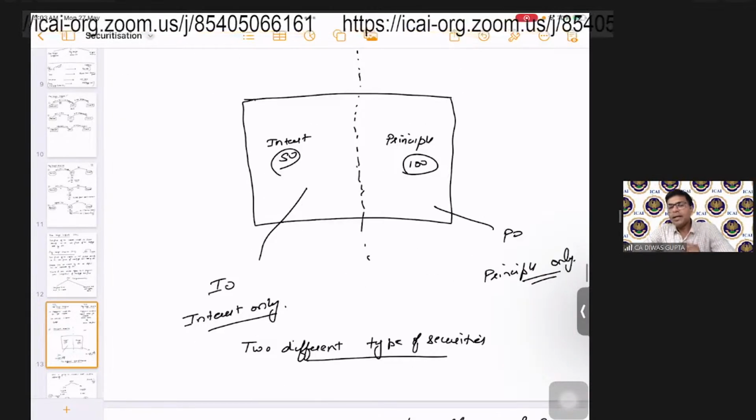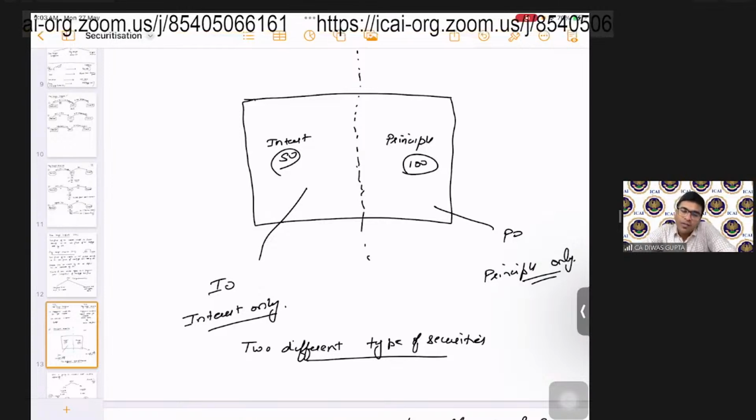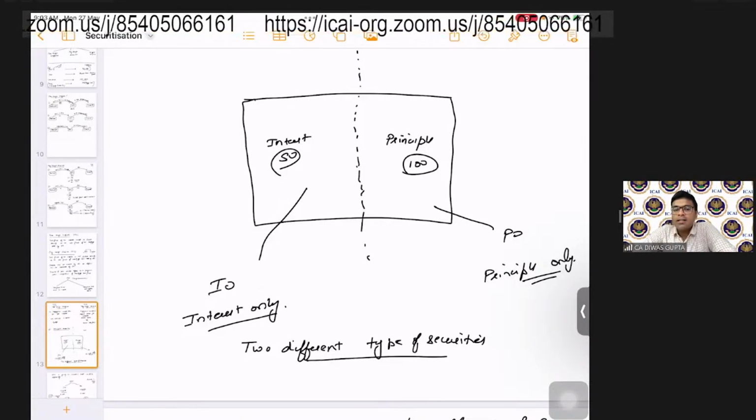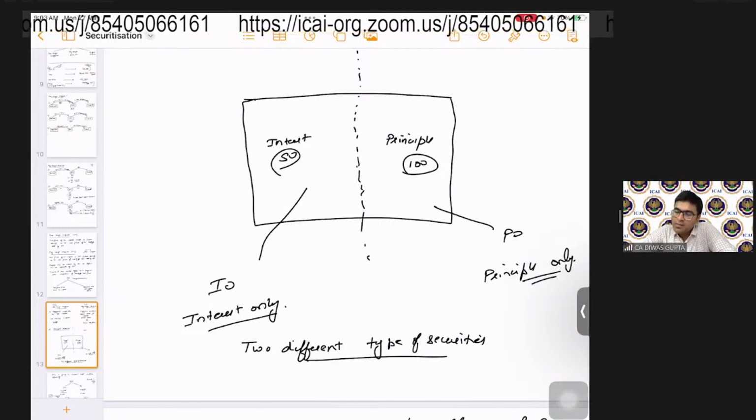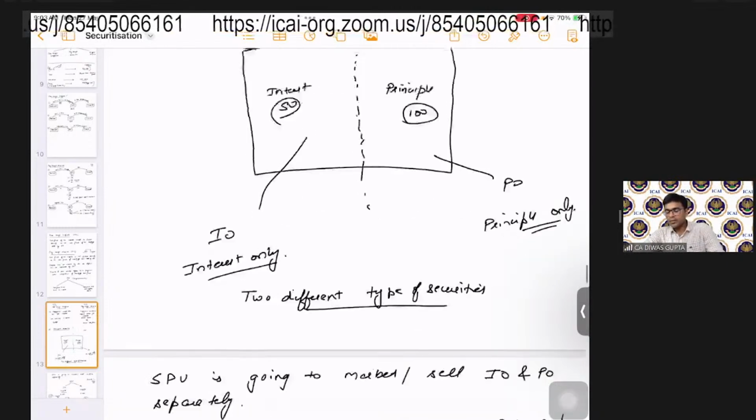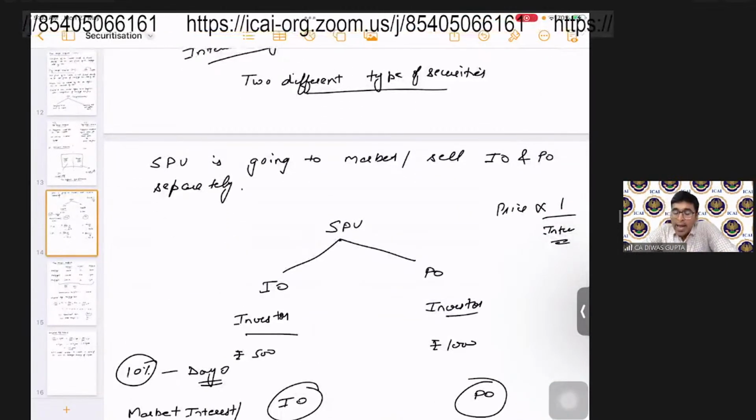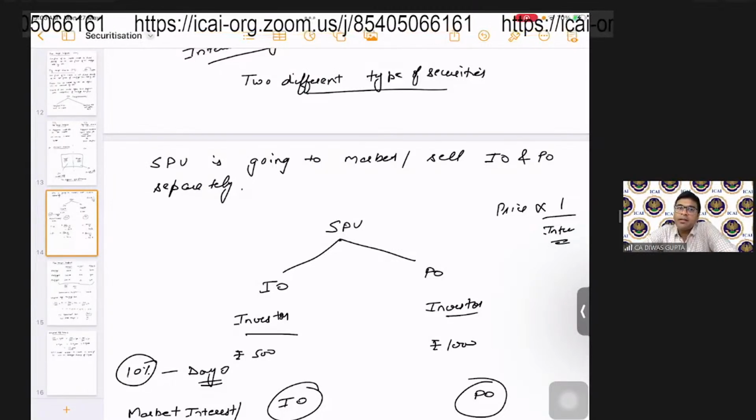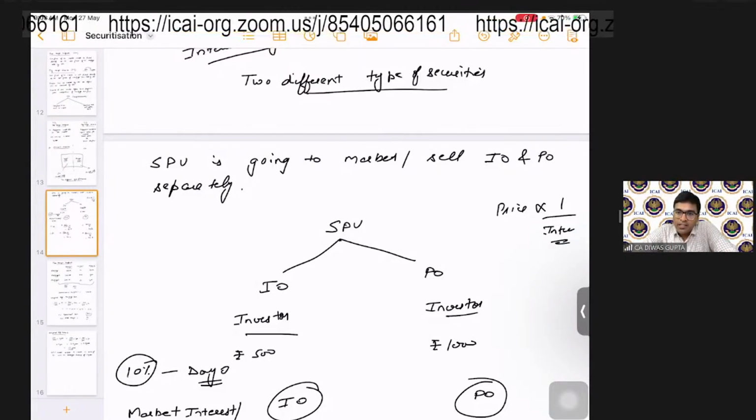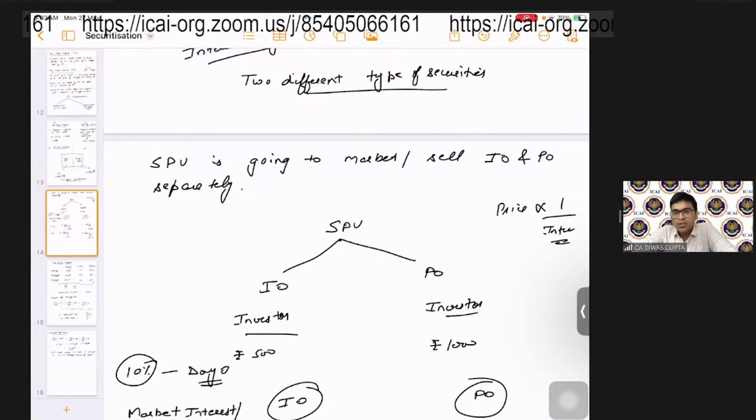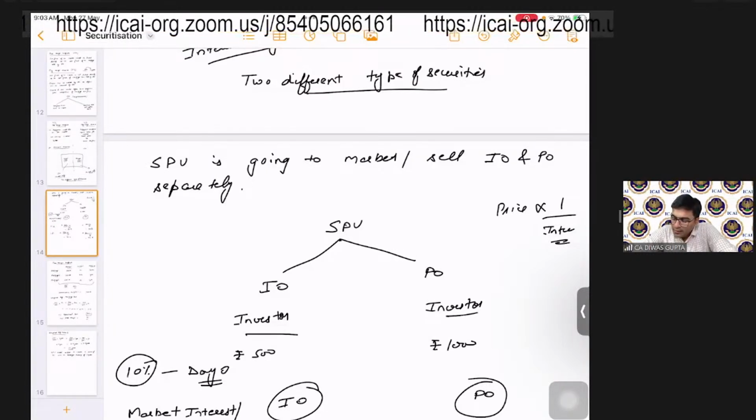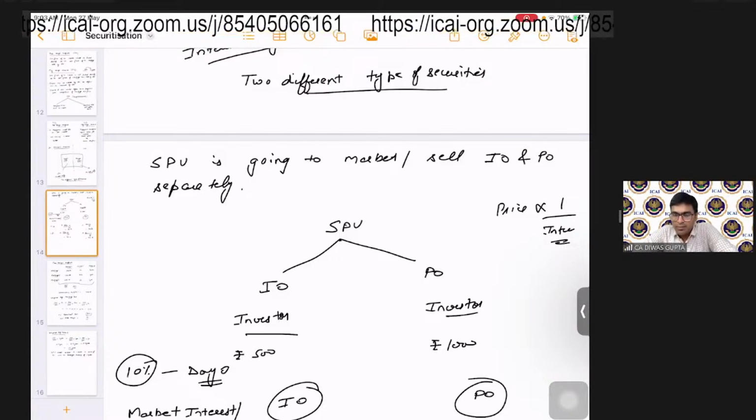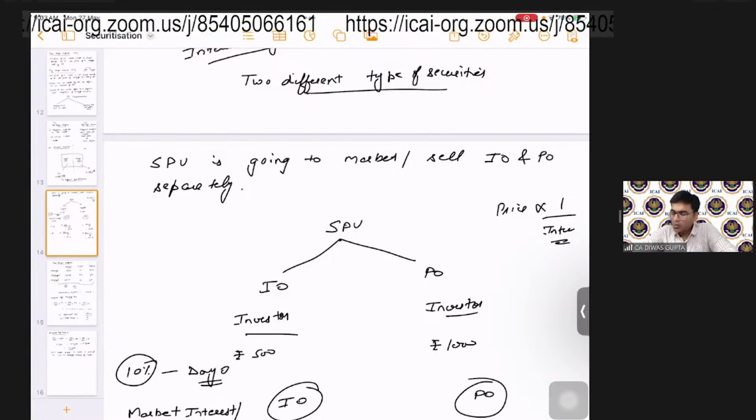So let's say in totality, 150 is what we are receiving. Out of that, 50 is interest and 100 is principal. Interest is called interest only, principal is called principal only security. And SPV will actually have two different types of securities. One is principal only and second one is interest only. And interest only will be lesser than the principal only because interest only has a lower amount.